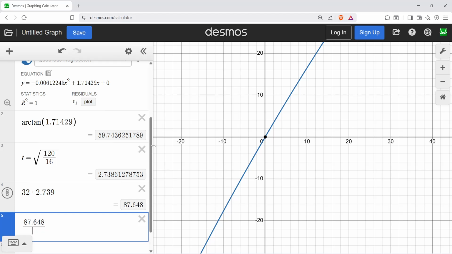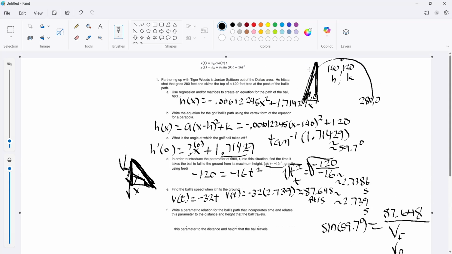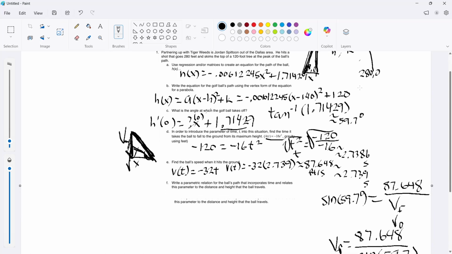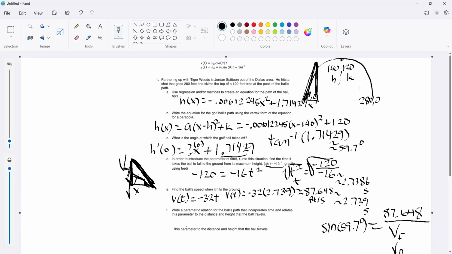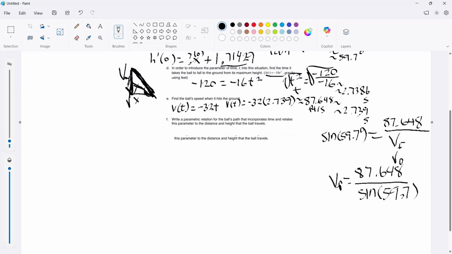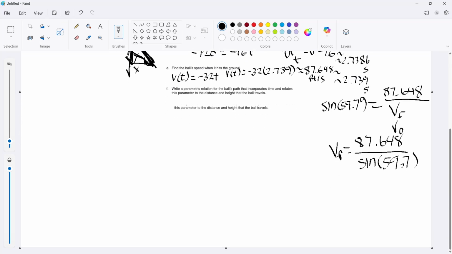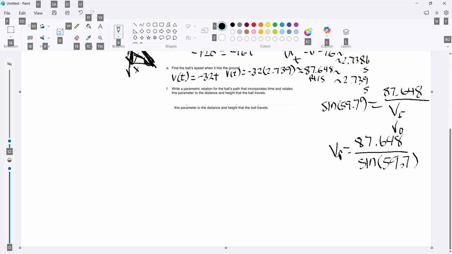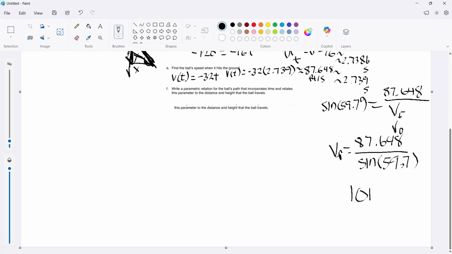So 87.648 divided by sine 59.7 degrees, and I'm only using these rounded values. Normally, I wouldn't use sine of 59.7. I would use sine of arctangent 1.71429. But the answer key uses these rounded values. So that comes out to 101.5. For some reason, they only went 1 decimal place on this one, 101.5 feet per second.